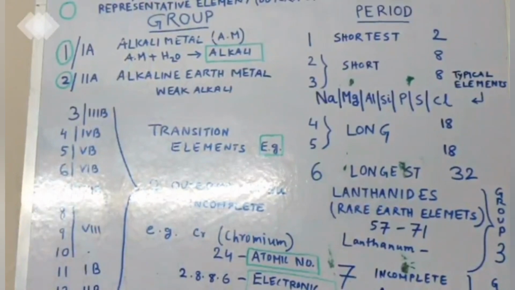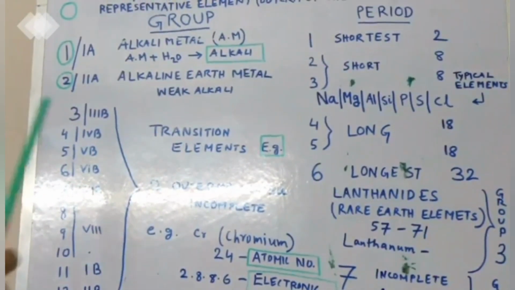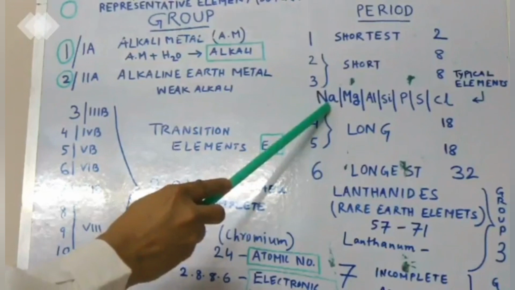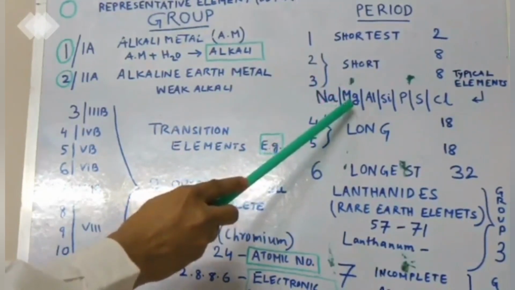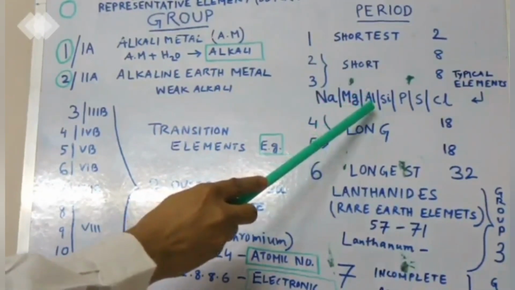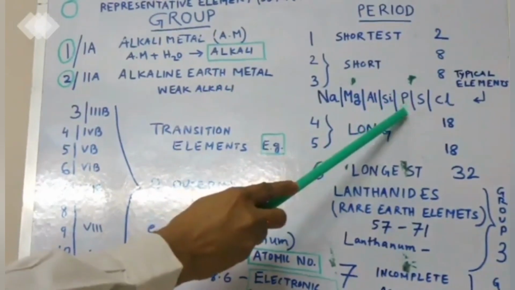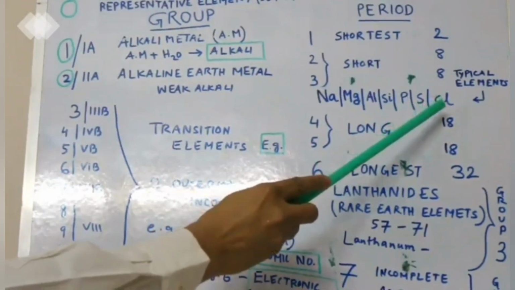Now, what are the typical elements? One is Na, that is sodium. Next one is Mg, magnesium. Then Al, aluminium. Si, silicon. P, phosphorus. S, sulfur. And Cl is chlorine.